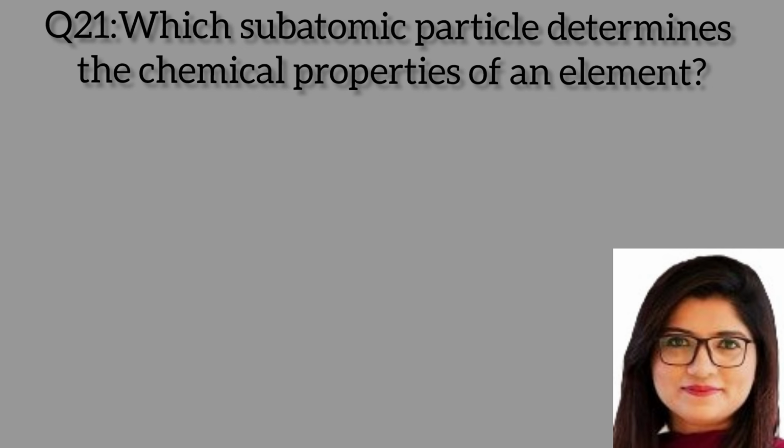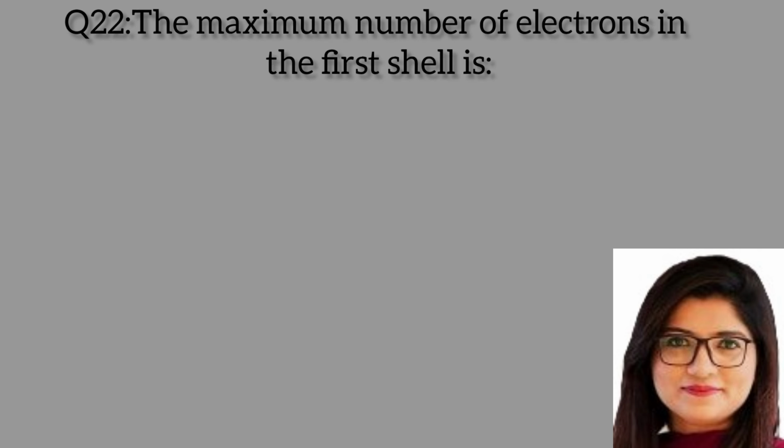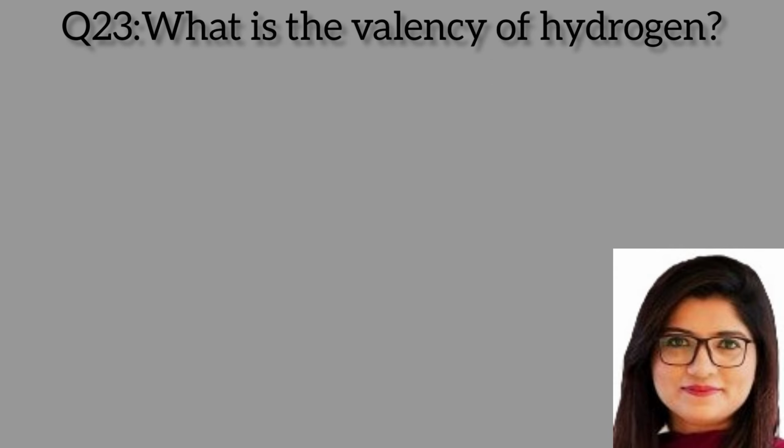Question 21. Which subatomic particle determines the chemical properties of an element? Answer: electrons. Question 22. The maximum number of electrons in the first shell is? Answer: 2. Question 23. What is the valency of hydrogen? Answer: 1.